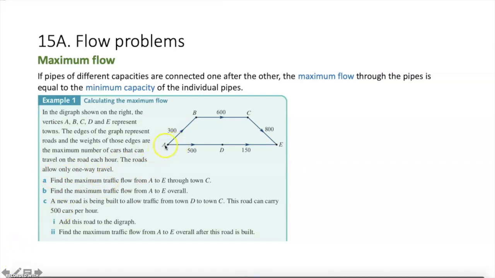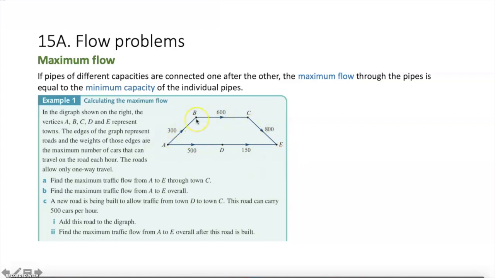In the digraph we have towns A, B, C, D, E. We only allow one direction, which is from A to E. The capacities represent the number of cars allowed from one town to the other. Question A. Find the maximum traffic flow from A to E through town C. So we want to calculate the capacity from A to E via C. There's only one way we can do it, which is from A to B to C to E.